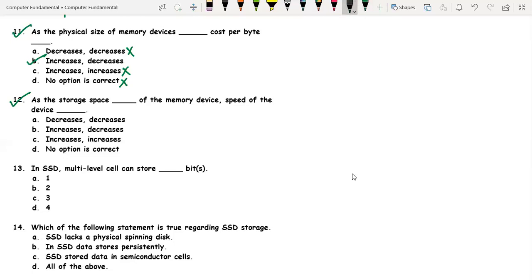As the storage space increases, also B. As the storage space of the memory device increases, the speed of the device decreases. Yes. These are obviously wrong options. Okay. Question number 13.